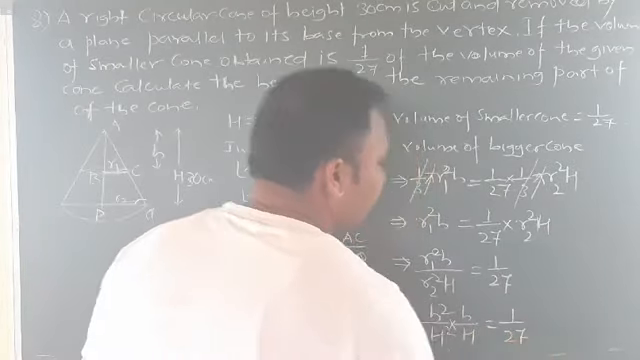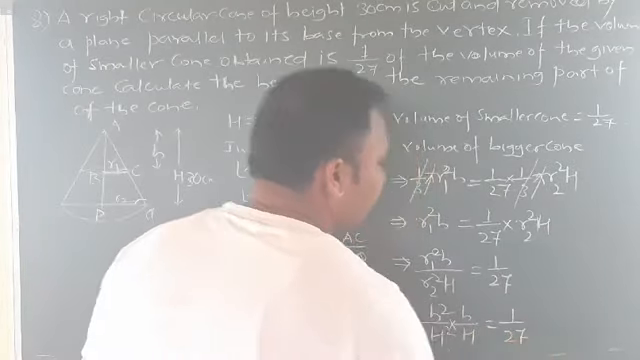Now h square into h, so this will get h cube, and this is H square into capital H, so H cube. I'll write it better: h by H into whole cube is equal to 1 by 27.